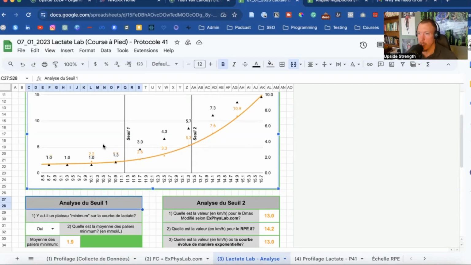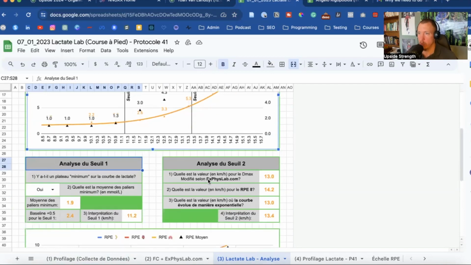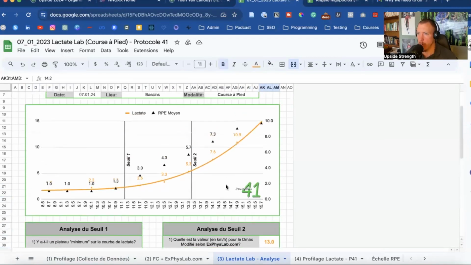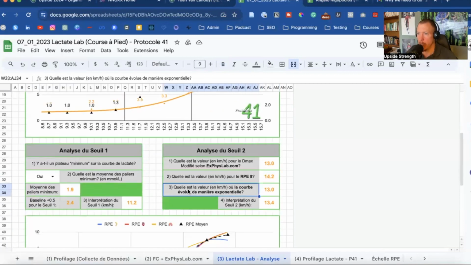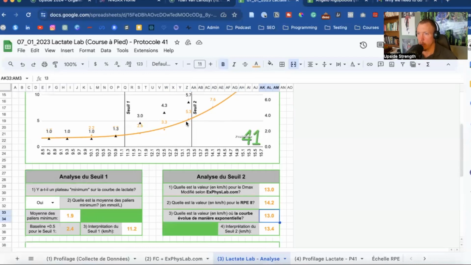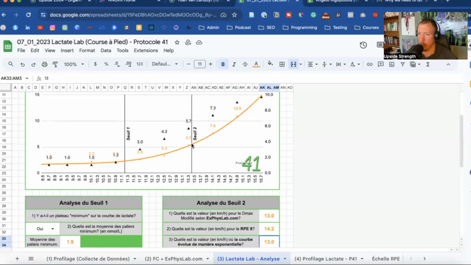No problem there. Interpretation for threshold 2: we have the modified Dmax from XPhysLab that gives us 13. We have RPE 8, which is usually fairly aligned with threshold 2. Here we're high, 14.2. And where does the curve start going exponential? Same, around 13 kilometers an hour. So I would probably put threshold 2 between 13 and 13.3, if we want to put it on that one here.